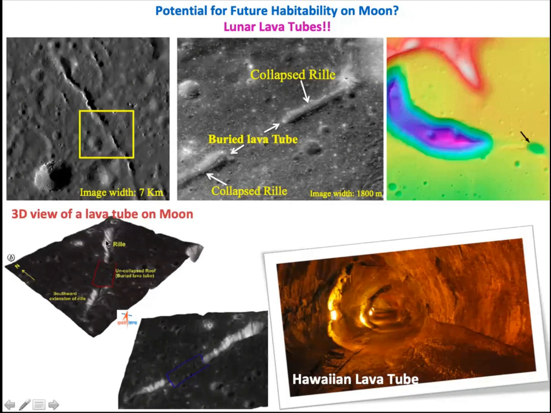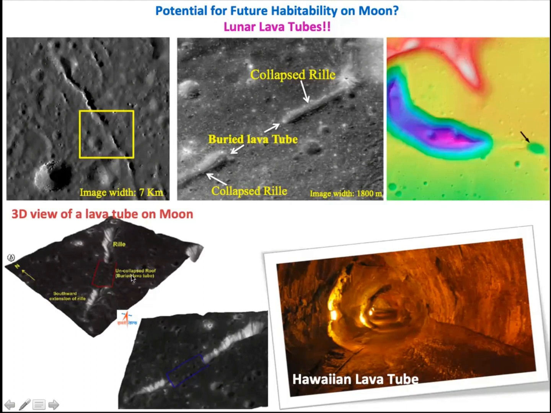And this is one such structure on the Moon. Here you can see the collapsed region, and this is the uncollapsed region. So if you are planning for some colonization, we can enter into this particular region, and we can move towards this particular region for shielding from solar flares.